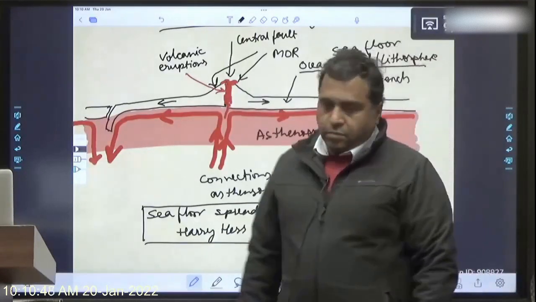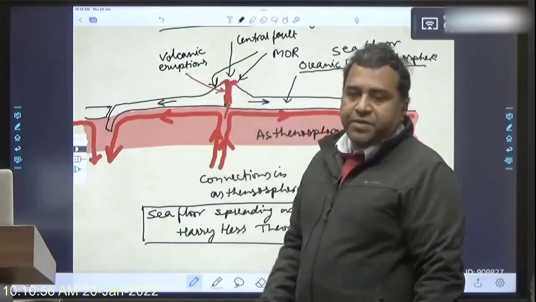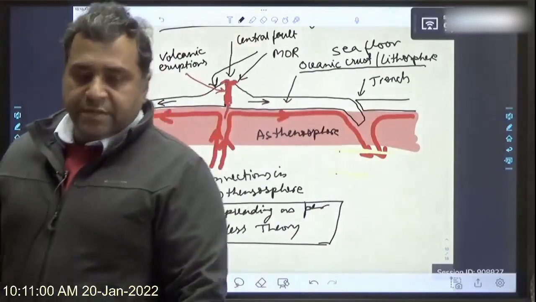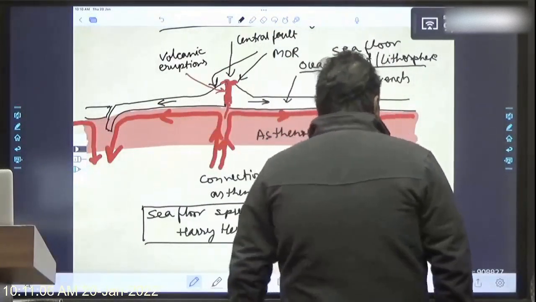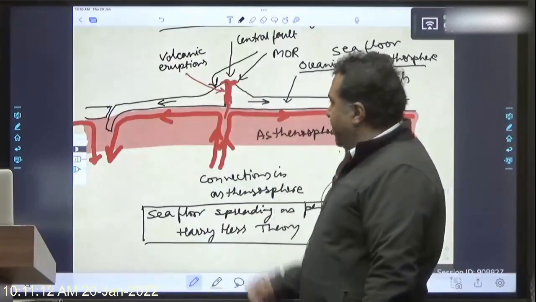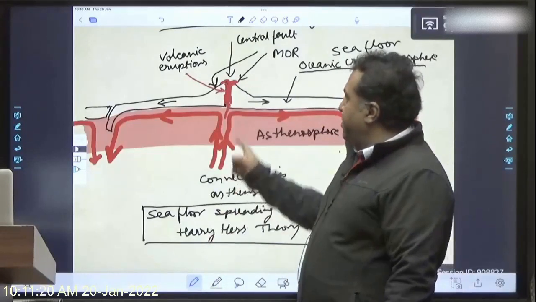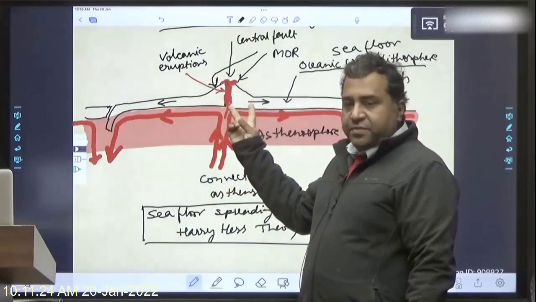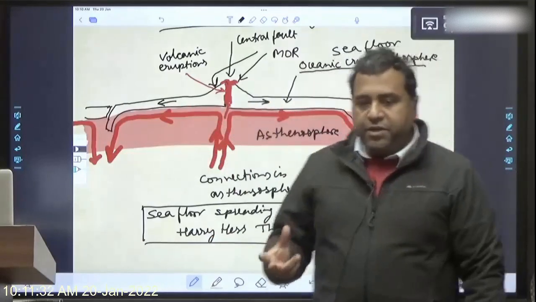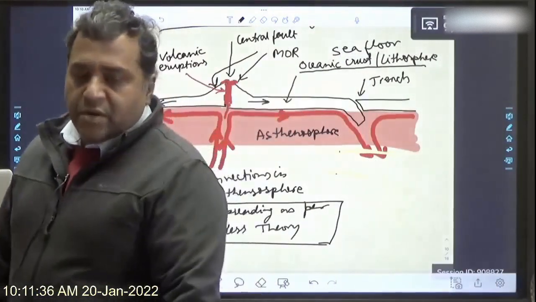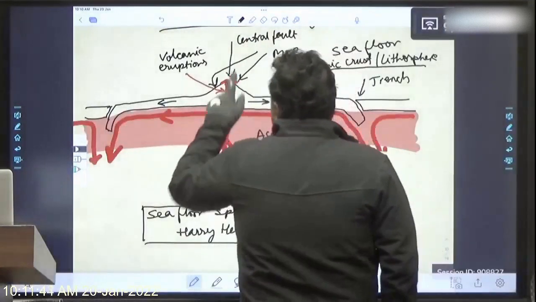Due to this, some basaltic magma, right this way, some basaltic magma of the asthenosphere, continuously erupts where the lithospheres are diverging, where the two parts of the lithosphere, this part and this part, are diverging. This place continuously erupts.